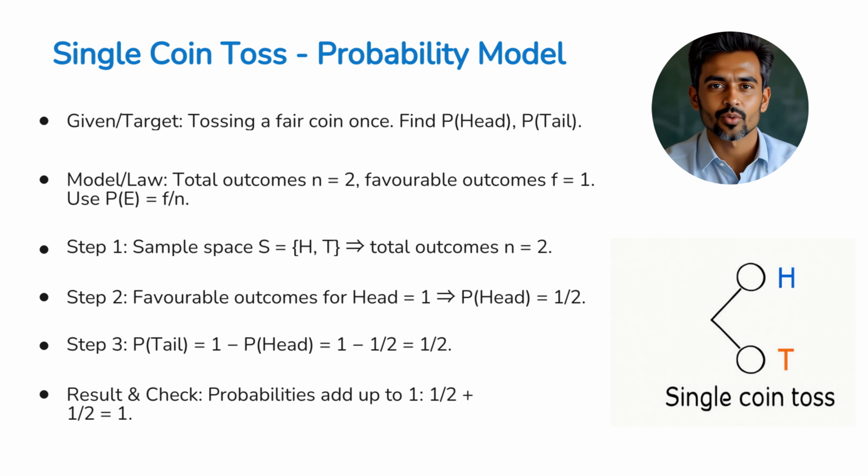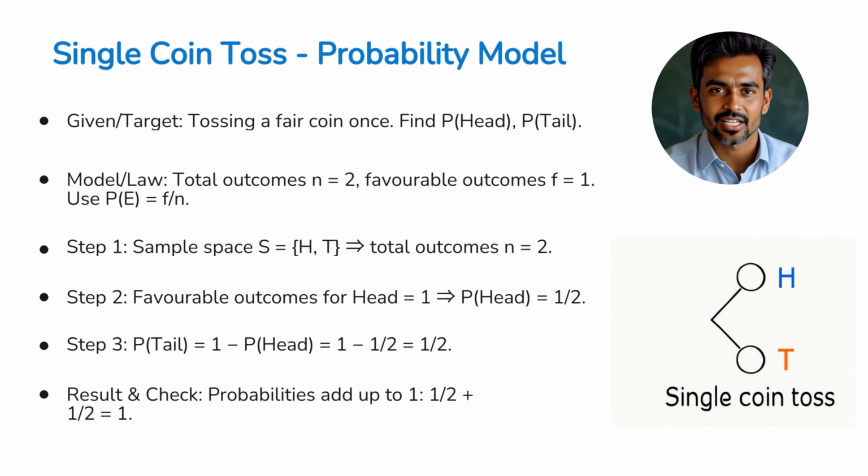Tossing a fair coin once. What do you think the chances of getting a head or a tail are? Let's see. First, the total number of possible outcomes, N, is 2, heads or tails. Favorable outcomes, F, for a head is 1. Using our formula, P of head equals 1 divided by 2.